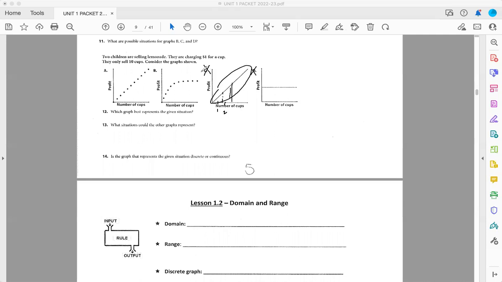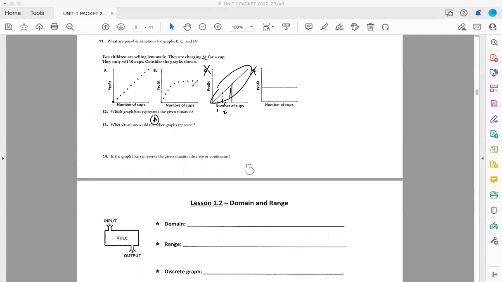Now, B, notice that the profit increases as more cups are sold. But here, we know that they're charging just $1. So you buy 0 cups, you pay $0. You buy 1, you pay 1. You buy 2, you pay 2. You buy 3, you pay 3, and so on. And this would be a perfect example for a linear pattern, but in dots and discrete, and therefore A best represents the situation.